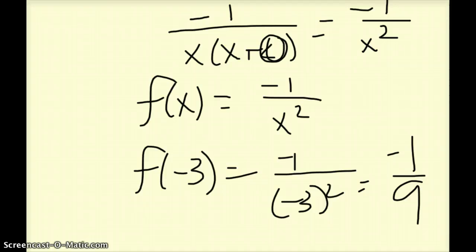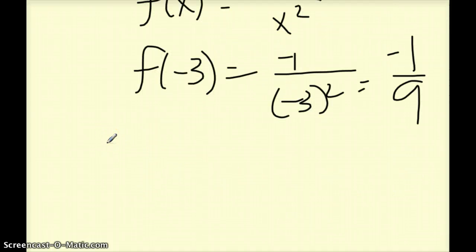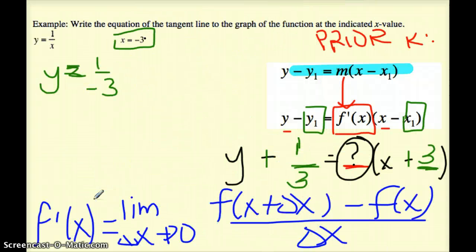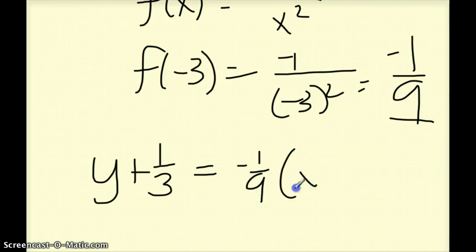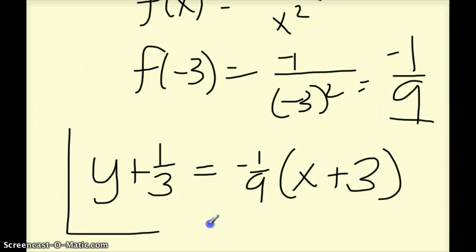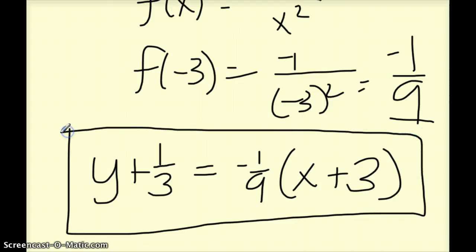So just to make it clearer, I'm going to write the final answer right here. And our final answer is y, correct, y plus 1 over 3 is equal to f prime of x, which is this right here, negative 1 over 9 times x minus negative 3, which is plus 3. And now you have the equation of the line tangent to the curve.